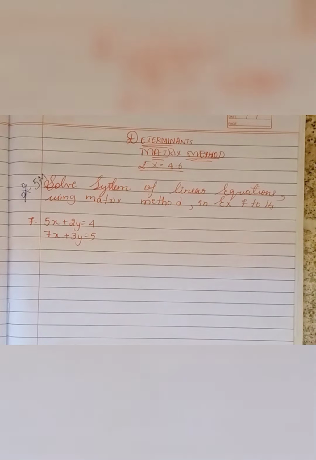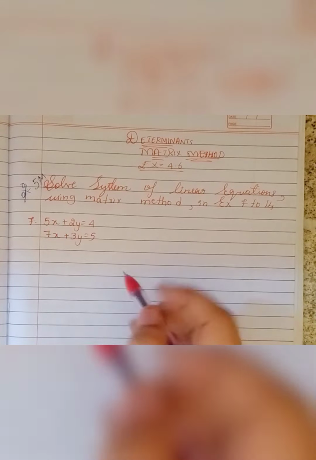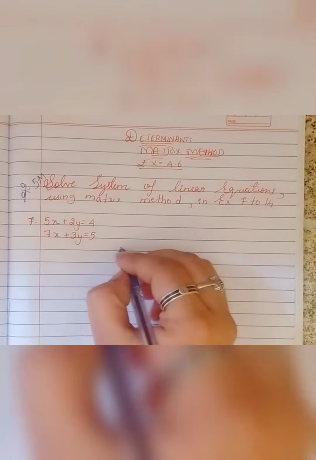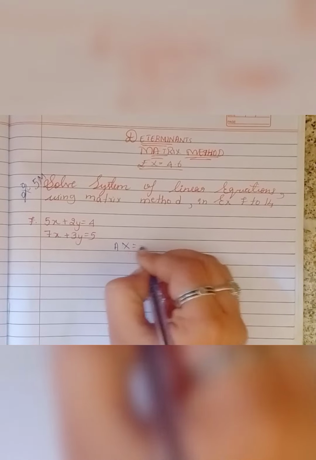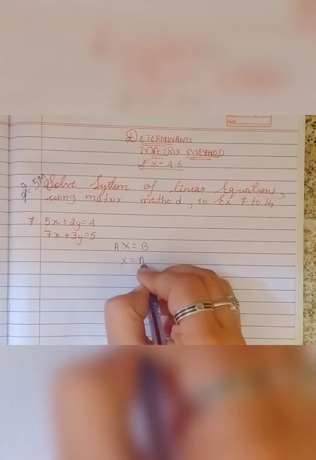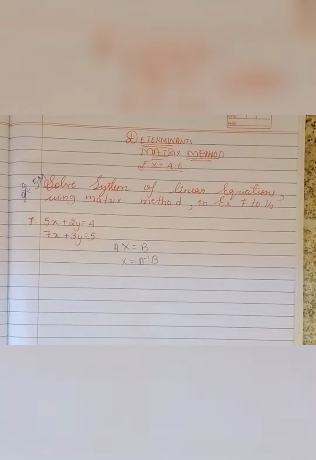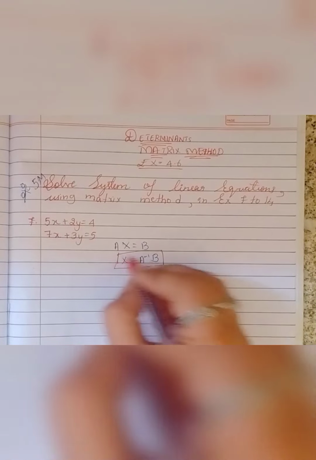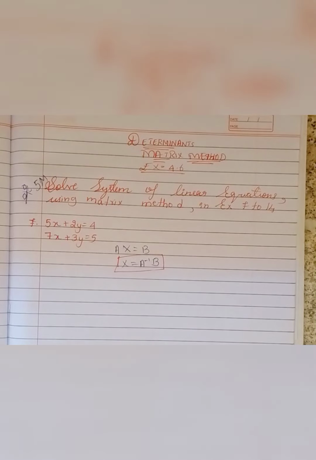Okay, so the first problem is the 7th one, which is 5x plus 2y is equal to 4, 7x plus 3y is equal to 5. The very important formula we are going to remember is, for AX is equal to B, X is equal to A inverse B. We have to find first A inverse. We have to note down A, B and X, and then after substituting we'll get the value of x and y.